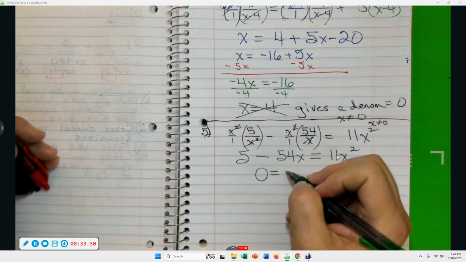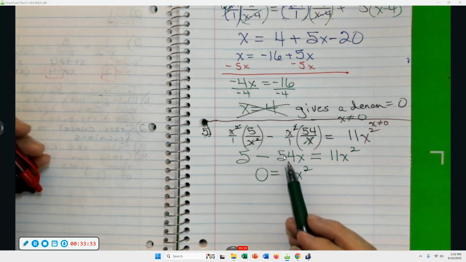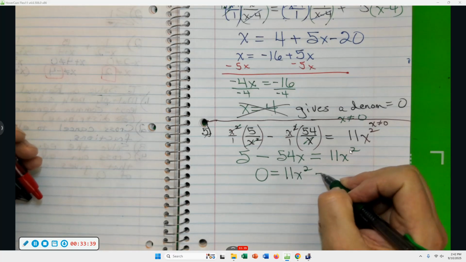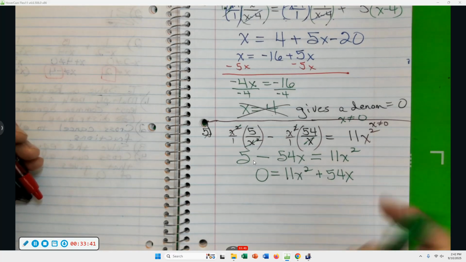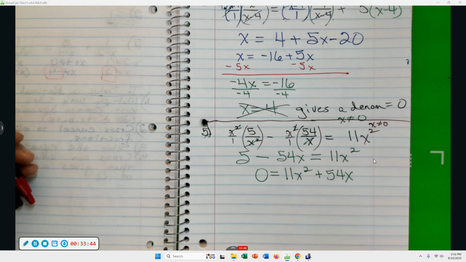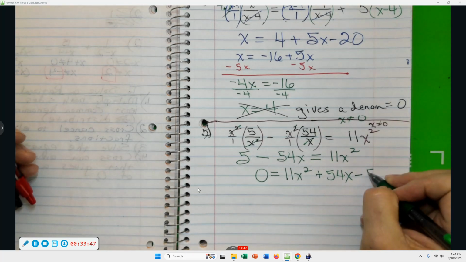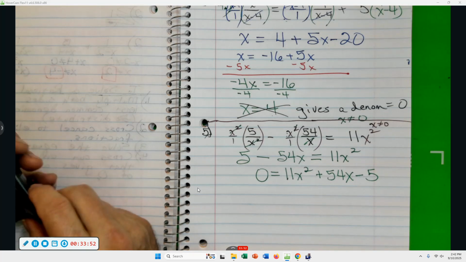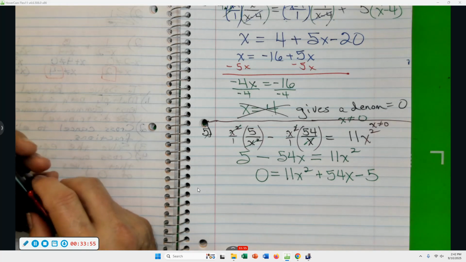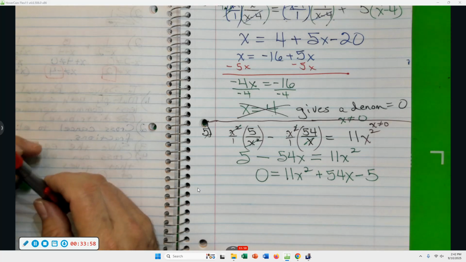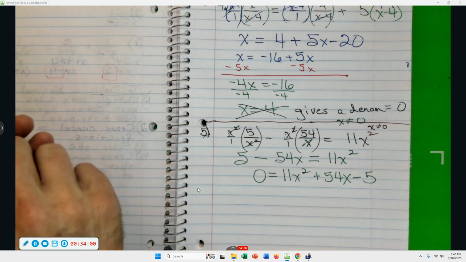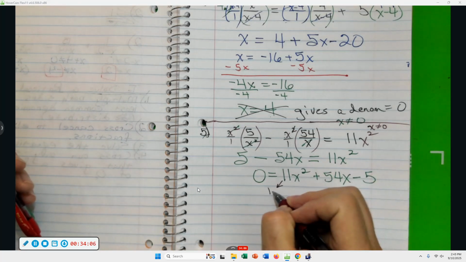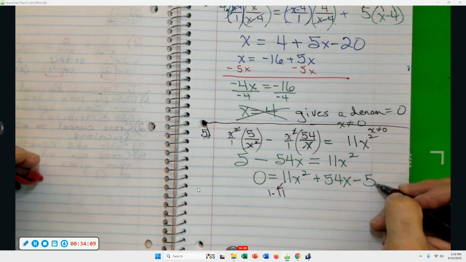We have a positive 11x squared. Let's move this x term over. What are we going to have then? Plus 54x. Move the constant term over. Minus 5. There's not that many possibilities here. Despite the 11 and the 54, there's not that many possibilities. What times what gives you 11? Yep, it's a prime number, so I'm going to just think of it as 1 times 11. What times what will give you a 5?